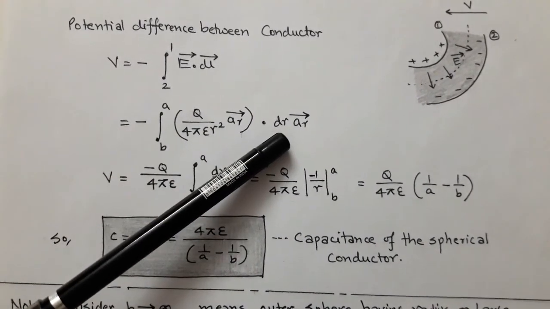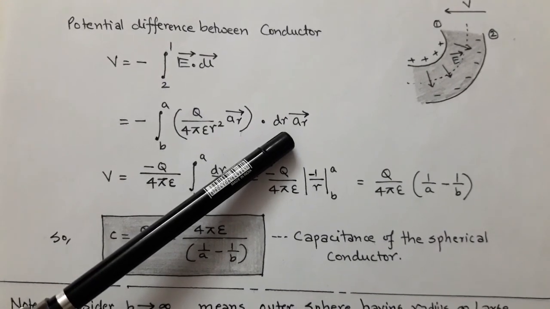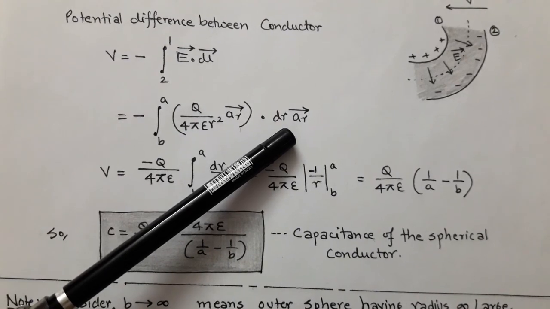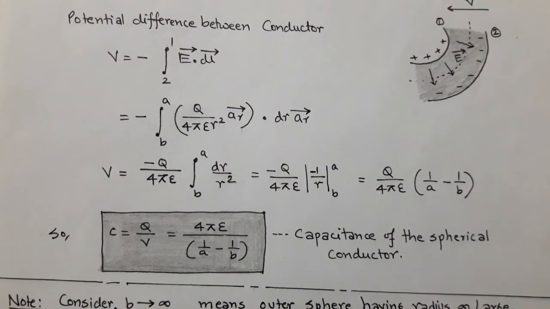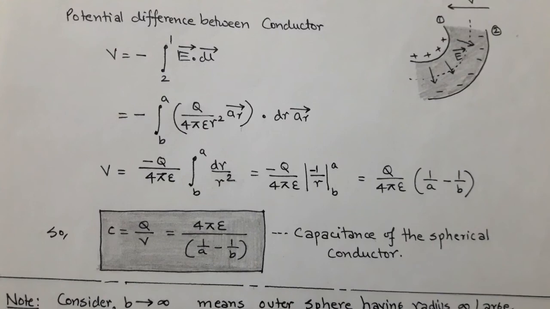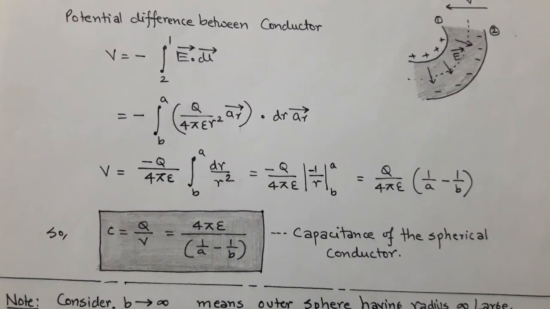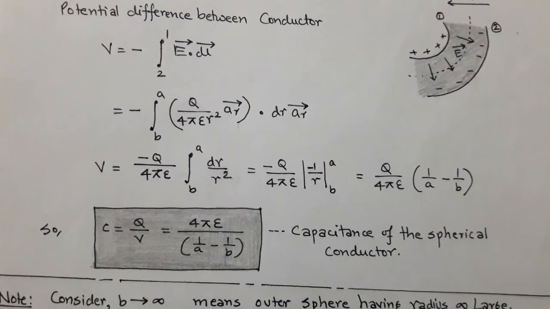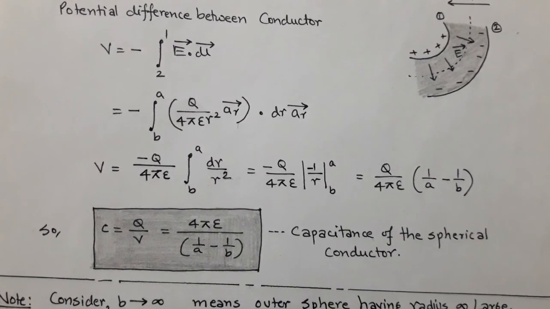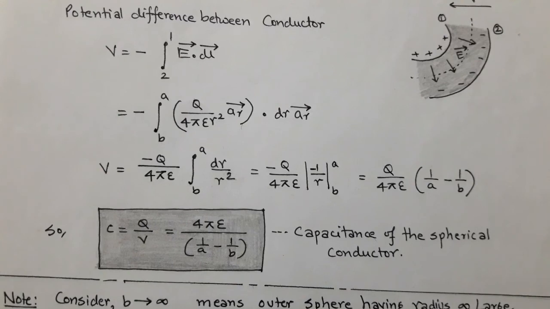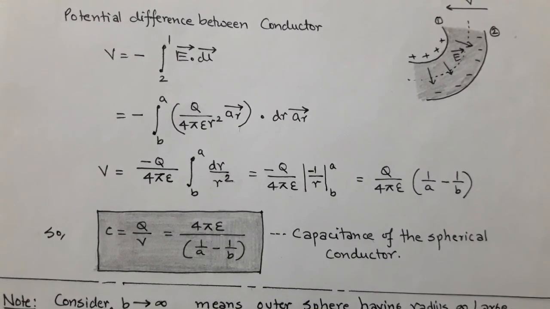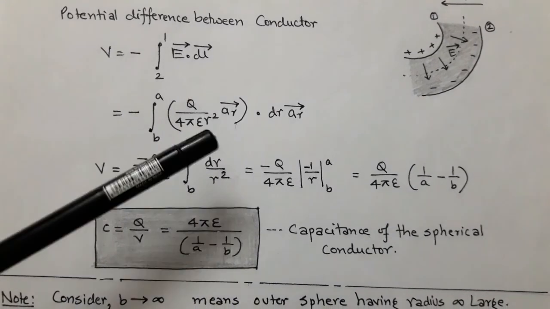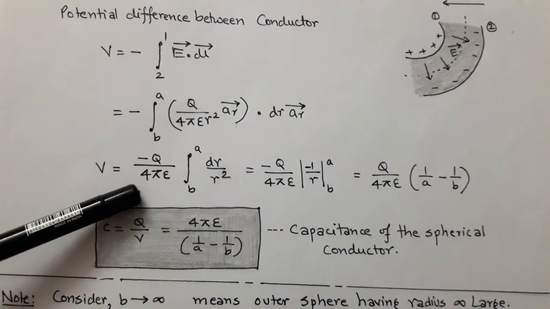For dl we write dr unit vector r, because the differential length dl in the spherical coordinate system is dr unit vector r plus r d theta unit vector theta plus r sin theta d phi unit vector phi. Since the electric field intensity has only the r component, the dot product of these two has only the r component. So in place of the dl vector we can write dr unit vector r.